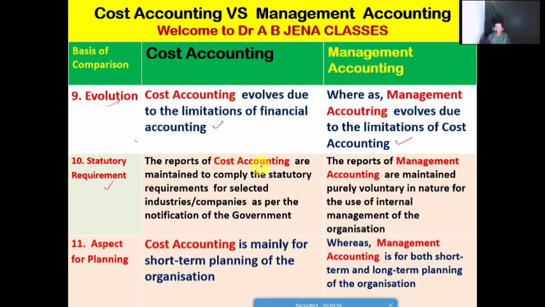So next one, basis of comparison is the statutory requirements. The reports of cost accounting are maintained to comply with the statutory requirements for selected industries or selected companies as per the notification of the government from time to time. But the reports of management accounting are maintained purely voluntary in nature for the use of internal management of the organization.